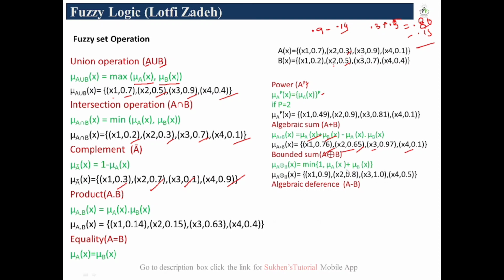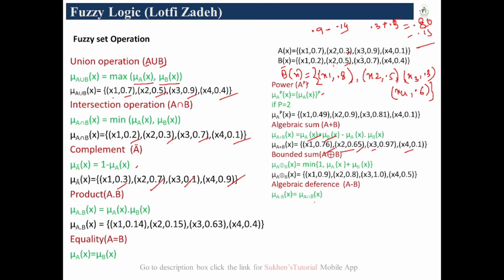Now the algebraic difference, A minus B. The A minus B formula is mu of A intersection B complement of x. What is the result? First we find the complement of Bx, as already discussed, 1 minus this one. That means x1 0.8, x2 0.5, x3 0.3, x4 0.6.